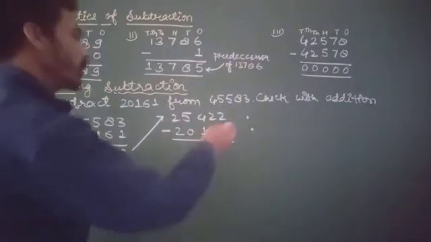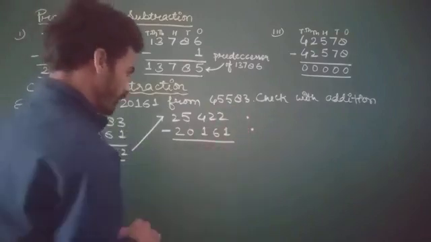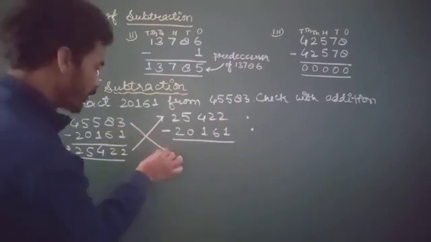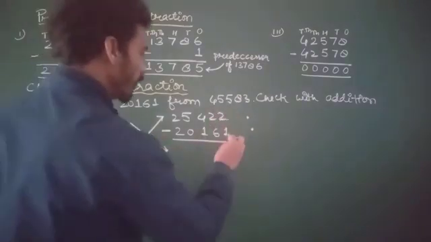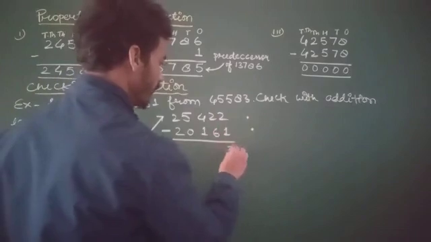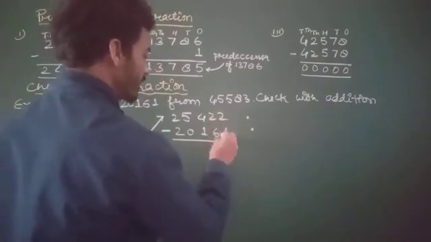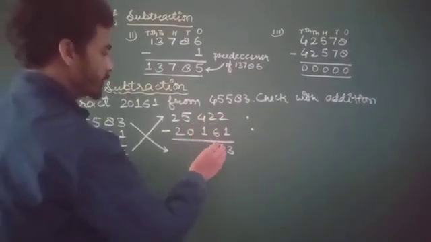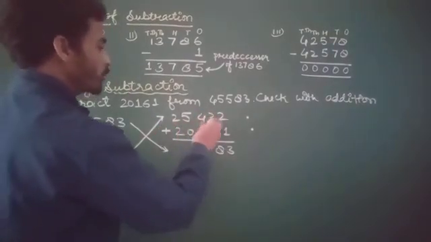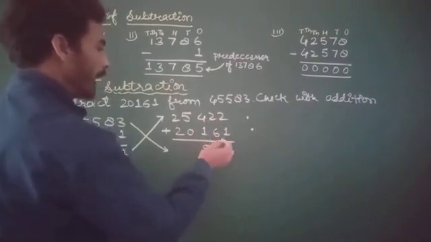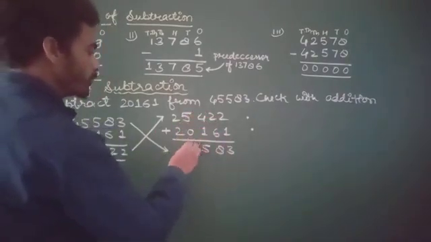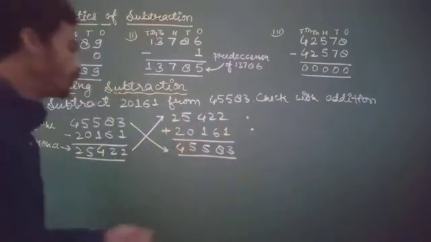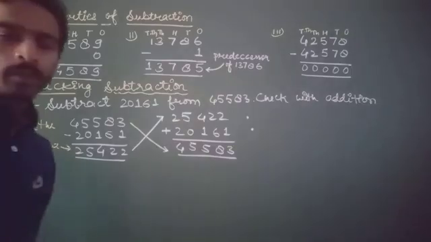Now add up: 2 ones plus 1 one is 3 ones. Now add the tens: 2 tens plus 6 tens is 8 tens. Now add the hundreds: 400 plus 100 is 500. And 5,000 plus 0 is 5,000. And 2 ten-thousands plus 2 ten-thousands is 4 ten-thousands. So the sum is 45,583, the minuend.